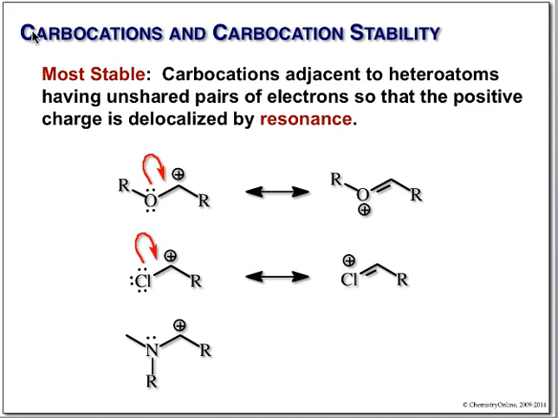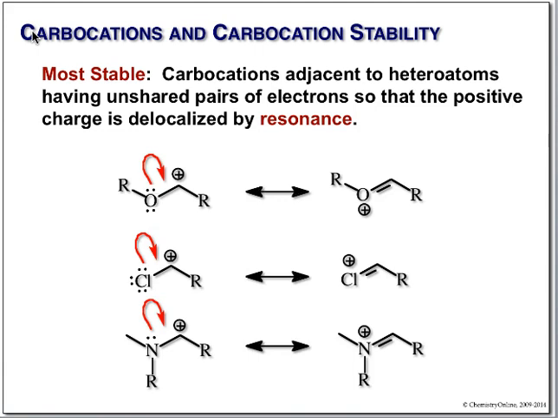The most stable in the group here is going to be the nitrogen, the ammonium ion. Think about ammonia, NH4+. Very common, very stable species. Nitrogen does a great job of stabilizing carbocations.